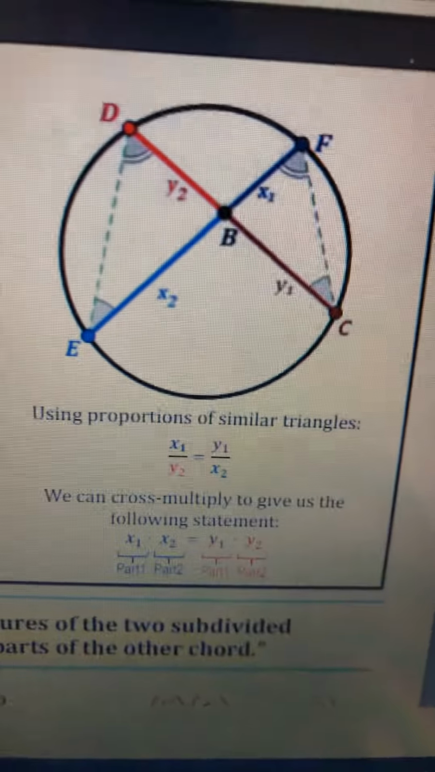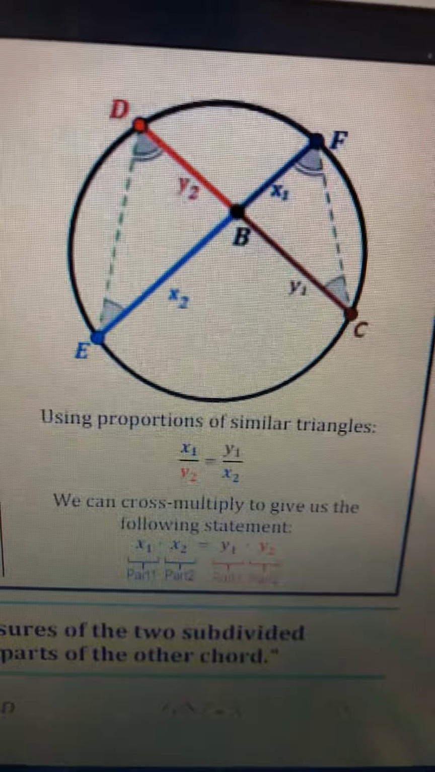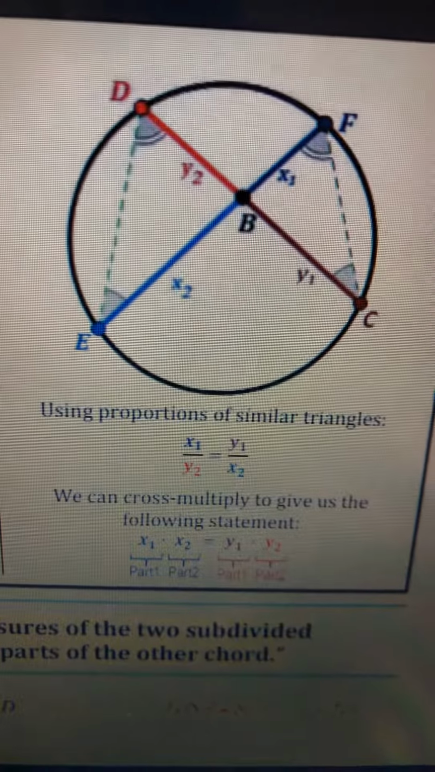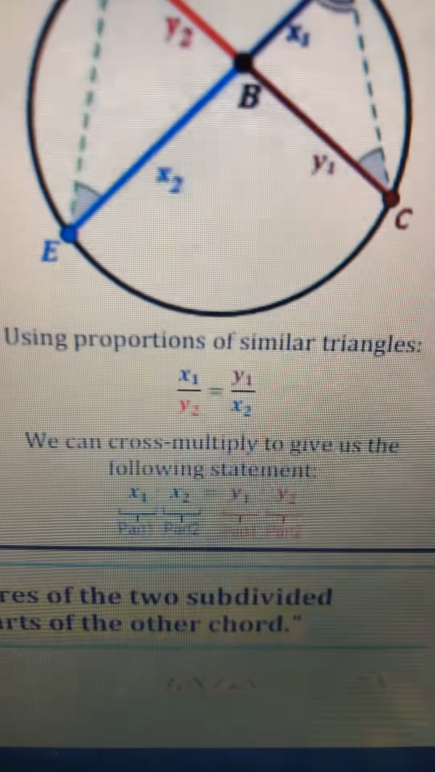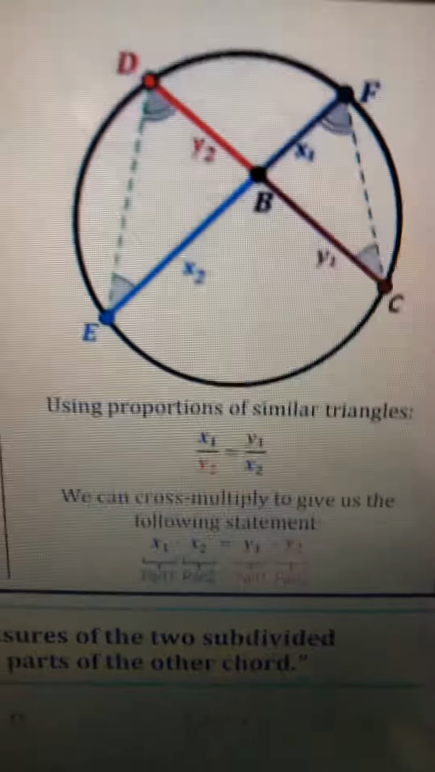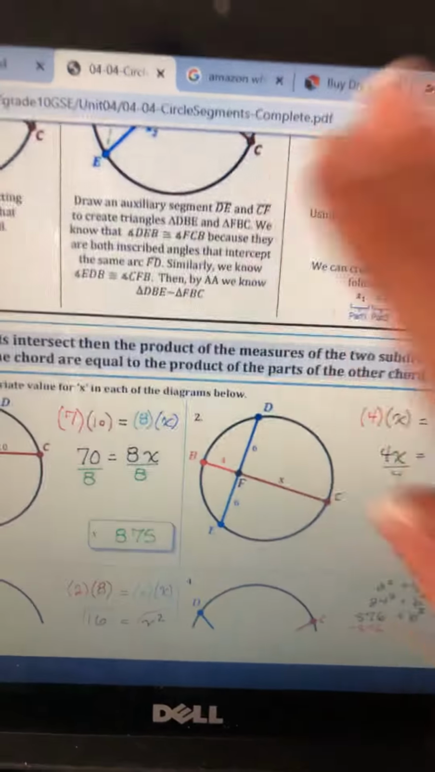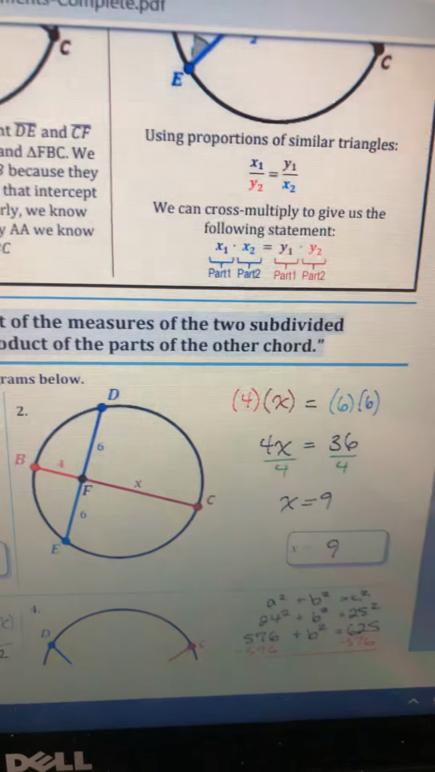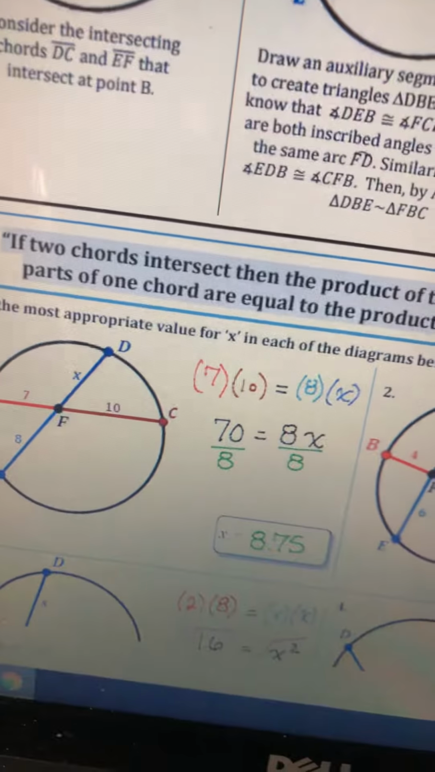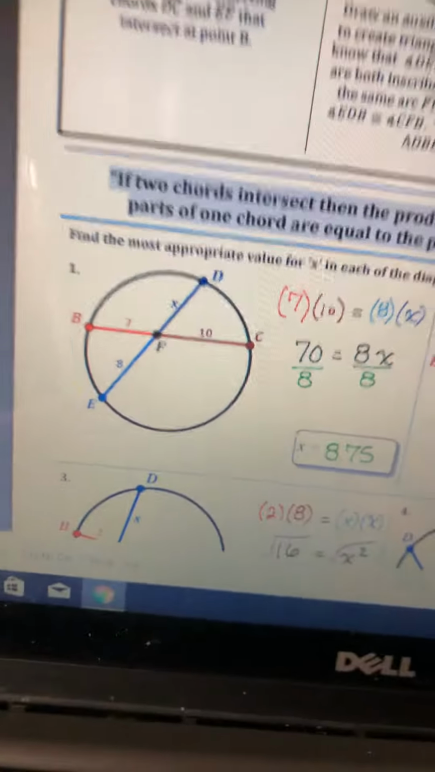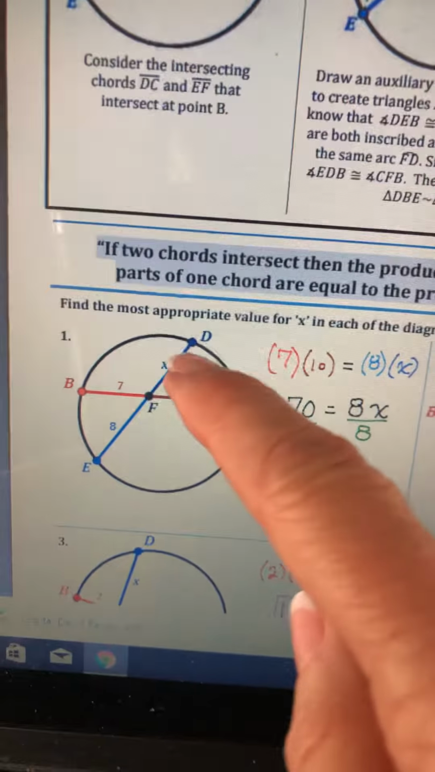Now if we come over here, using proportions of similar triangles, we can say that x1 over y2 is equal to y1 over x2. We can cross multiply to give us the following statement, that x1 times x2 is equal to y1 times y2, because they're all in proportion. So from that, we can conclude that if two chords intersect, then the product of the measures of the two subdivided parts of one chord is equal to the product of the two parts of the other chord.